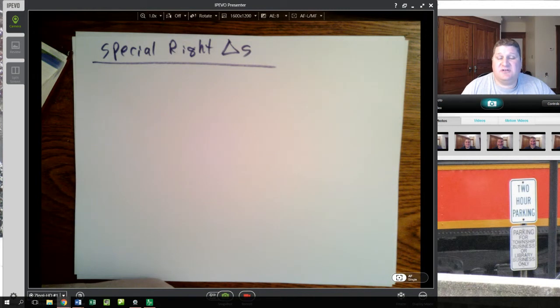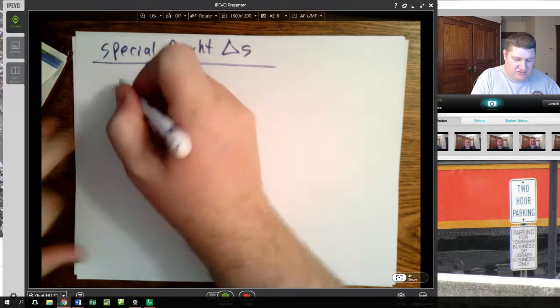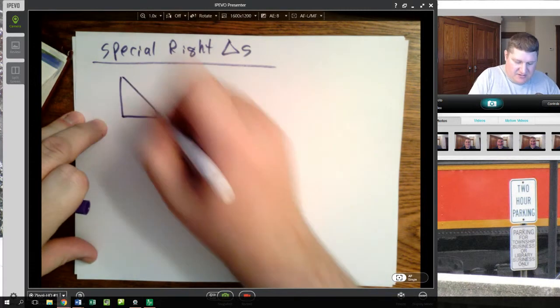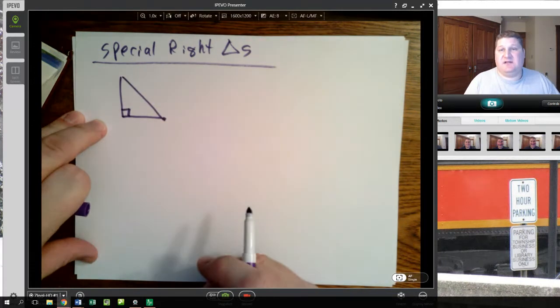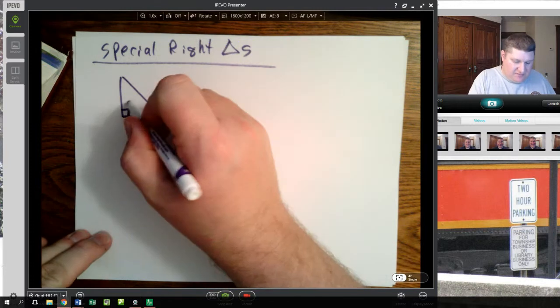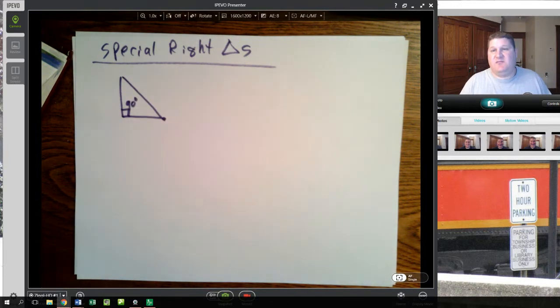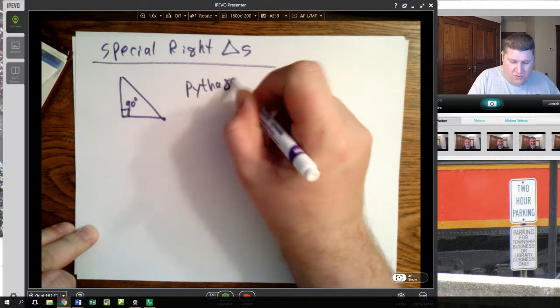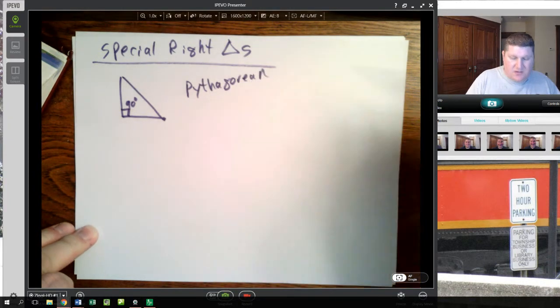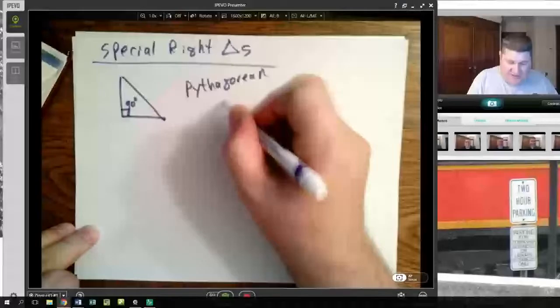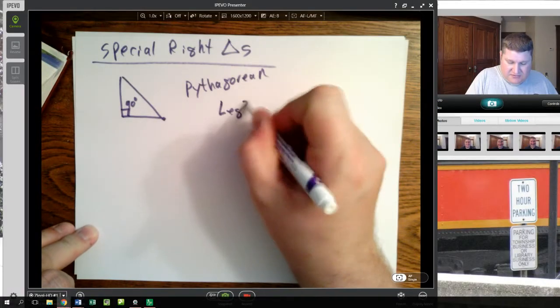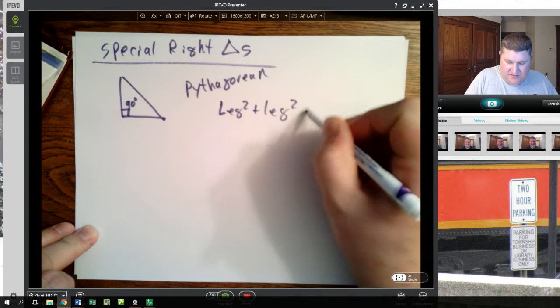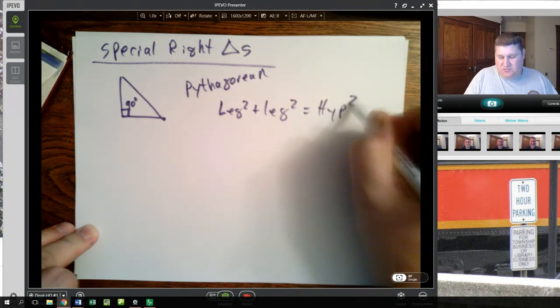Okay, ladies and gentlemen, let's start talking about special right triangles. Now, we've already talked about what a right triangle is. A right triangle is a triangle that has one right angle in it. That's very important because with a 90-degree angle in it, a number of special things begin to take place. The first of which is we can use the Pythagorean theorem. And the Pythagorean theorem, of course, is leg squared plus leg squared equals hypotenuse squared.